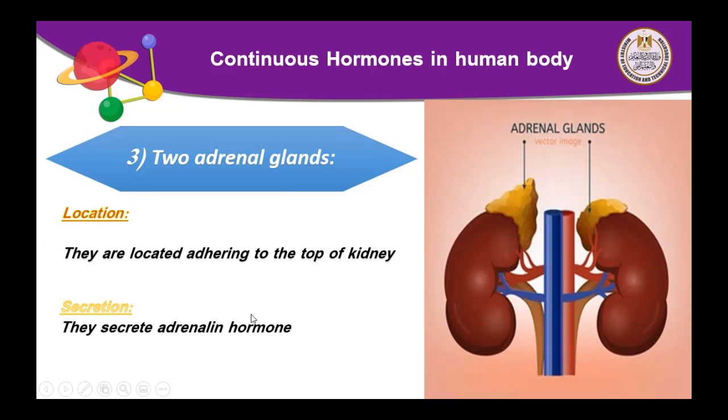What is the function of adrenaline hormone? It is a very important hormone inside our body. Why? Because it is secreted during emergencies, to activate some organs to respond to any external factor such as fear, anger, and so on.